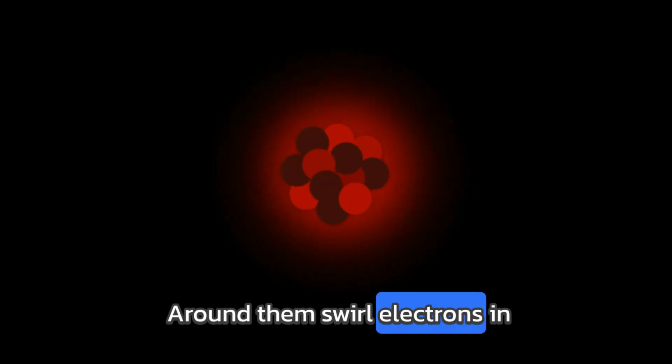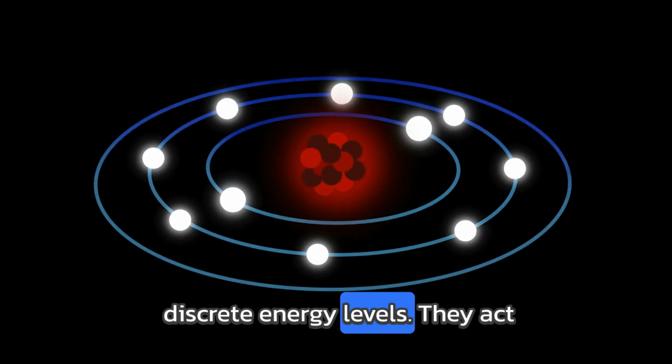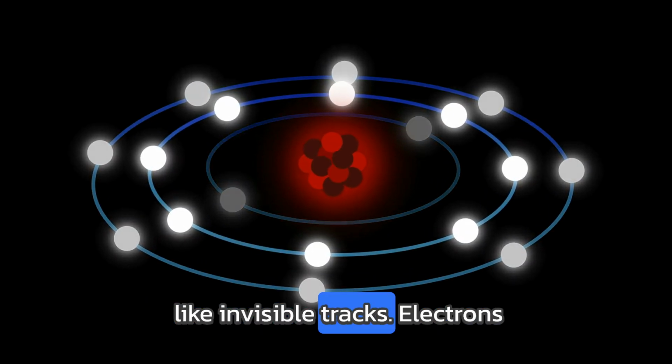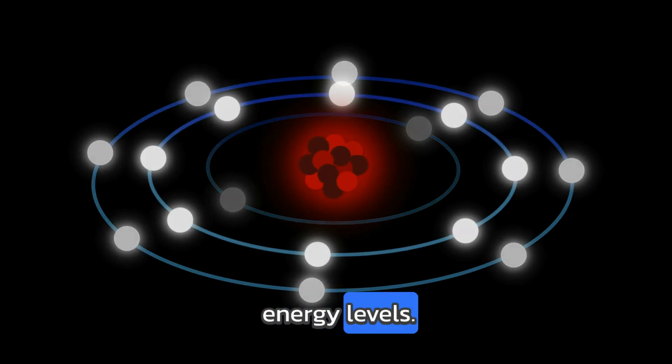Around them swirl electrons in defined shells. These shells mark discrete energy levels. They act like invisible tracks. Electrons occupy shells defined by precise energy levels.